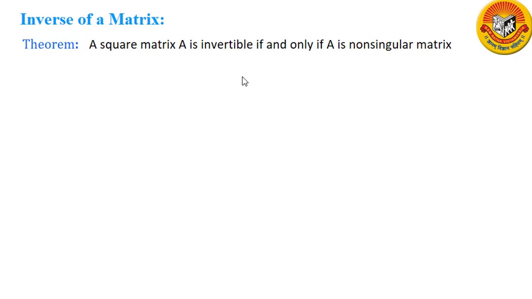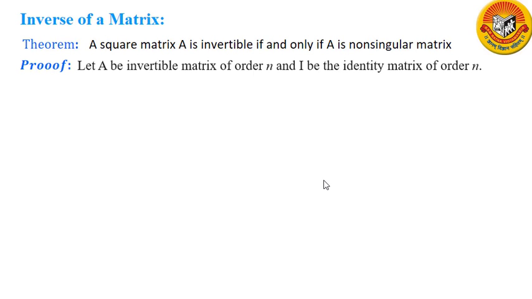Now let us see the next theorem. A square matrix A is invertible if and only if A is a non-singular matrix. In the previous chapter, matrices, we have already understood what is inverse of a matrix, right? So if AB is equal to BA is equal to I, I will say that B is inverse of A, or I will say that A is inverse of B.